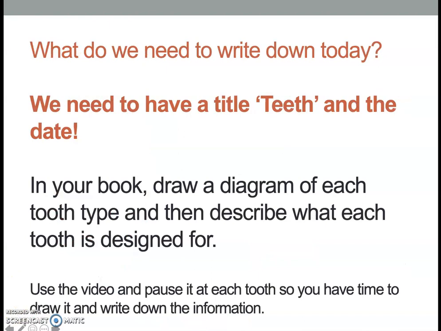So what do we need to write down today? Well, the answer to that question is the following. You need to make sure that you have a piece of paper out, and I would like you to write down the title teeth. And I would also like today's date, which is the 18th of January. In your book shortly, or on your piece of paper, you are going to be drawing a diagram of each tooth type, and then you're going to describe what each tooth is designed for. Use the video that you are watching now and pause it at each tooth so you have time to draw it and write out the information.